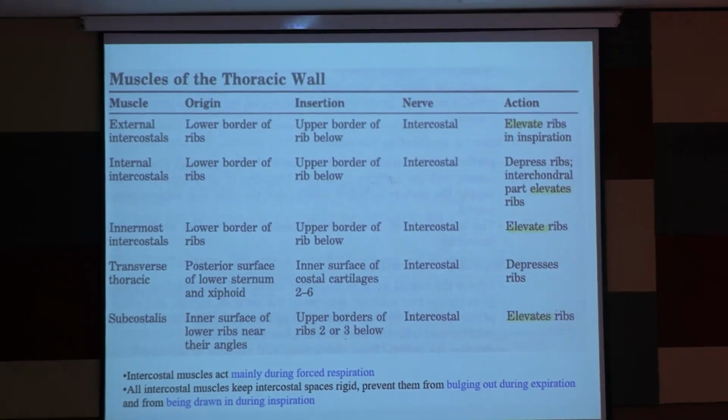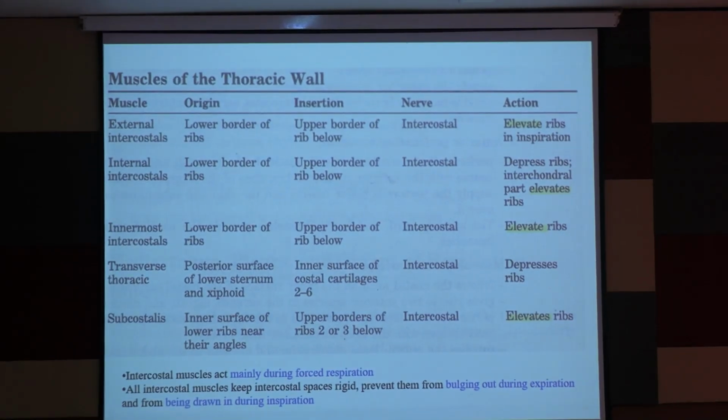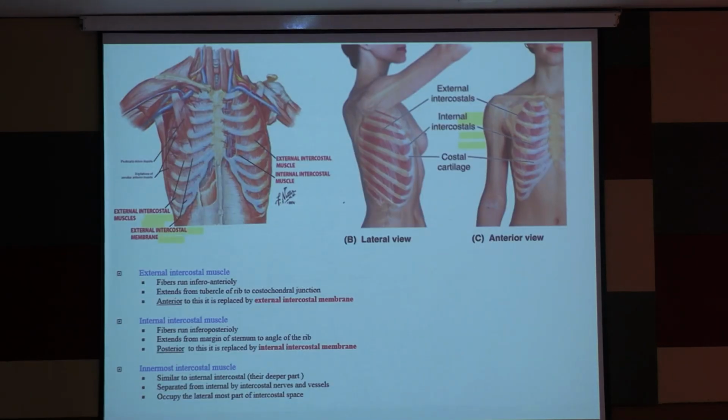If you cannot remember, just don't remember. Just remember the names: external intercostal, internal intercostal, and innermost intercostal. That's what matters to us. Now, this is how they are placed: the outermost placed anteriorly, the next posteriorly, and the third and last one innermost.